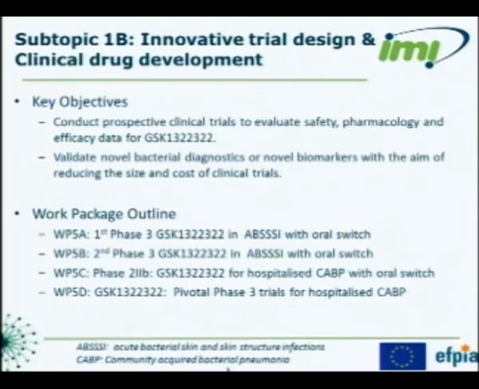So topic 1B is focused on evaluating the safety, pharmacology, and the efficacy of GSK322. So this is a novel mechanism antibiotic. It covers the key causative pathogens of community-acquired pneumonia and MRSA, and is to be available in both oral and IV formulations. So currently, there is no drug that exists with that spectrum and that combination of attributes. So it really has a unique spectrum and formulations.